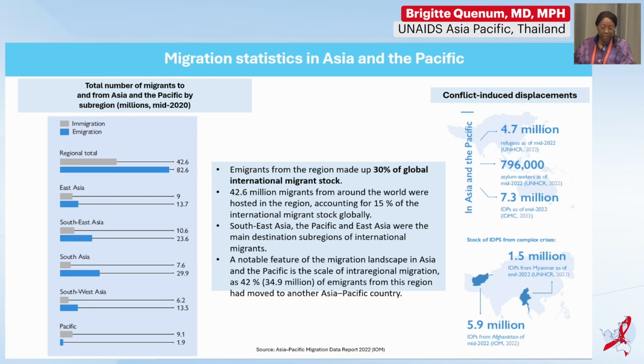Let me start with the migration landscape in Asia and the Pacific and touch upon overall statistics of migration in this region. Under the umbrella of migration, it captures both labor migration, which is the graph on the left, and migration and displacement due to conflicts that include refugees, asylum seekers, and... I will come back to that.